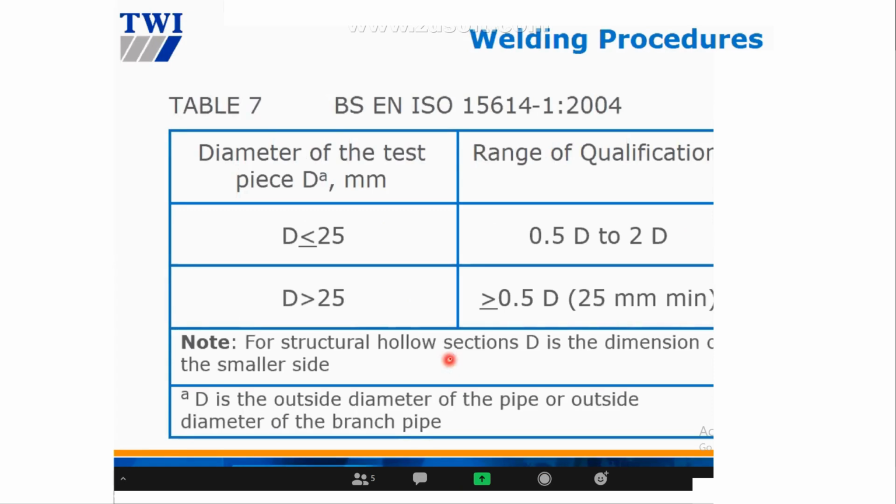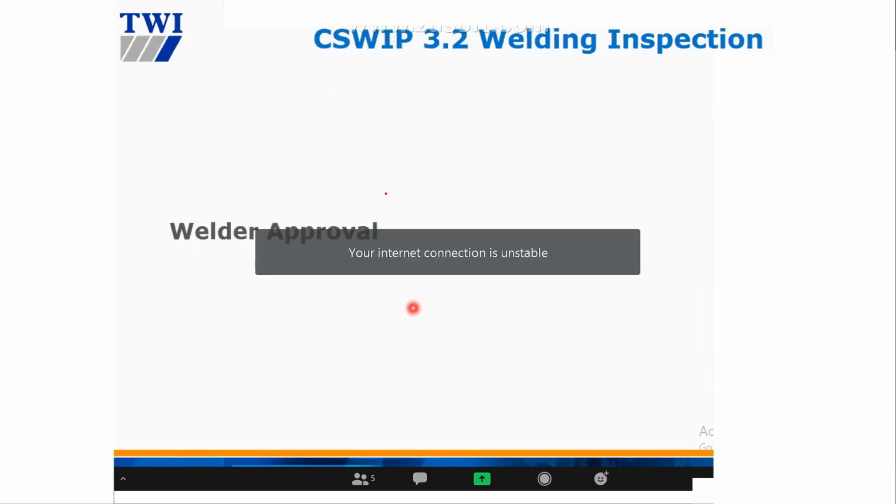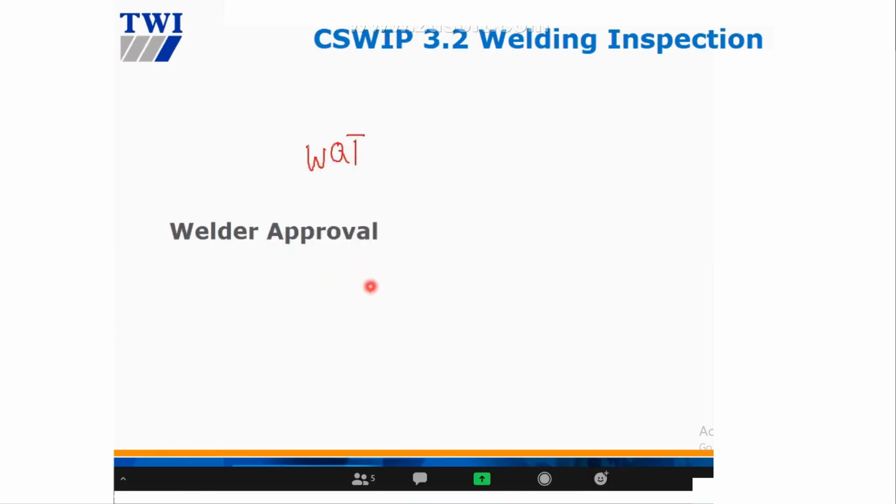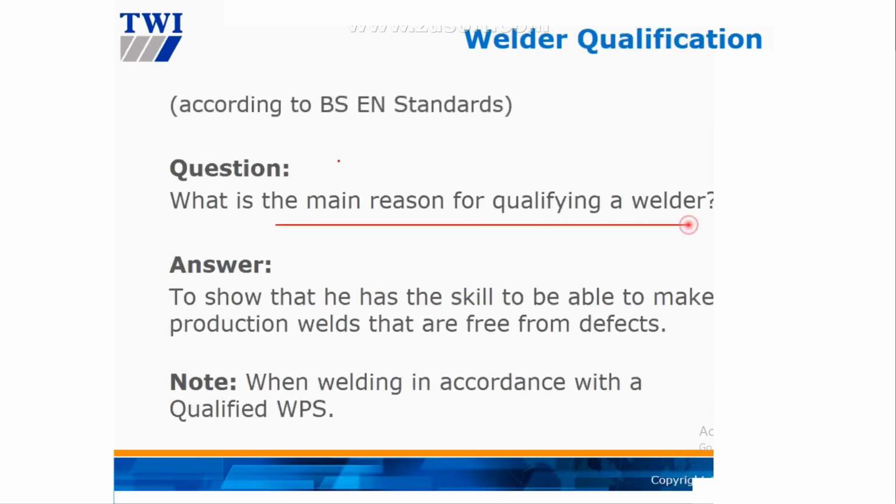All right, for WQT, welder approval. What is the main reason for qualifying a welder? To show that he has the skill to be able to make production welds that are free from defects, and also that he must be able to read the WPS.